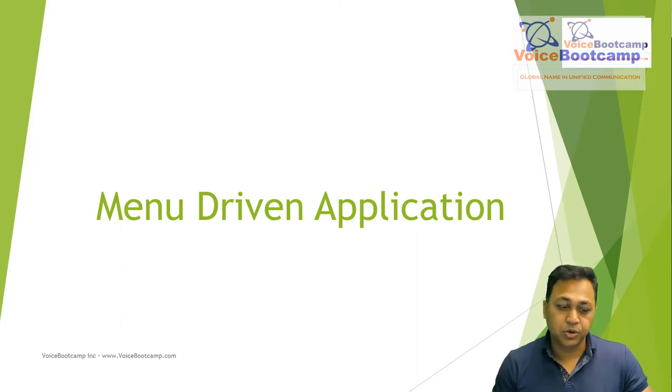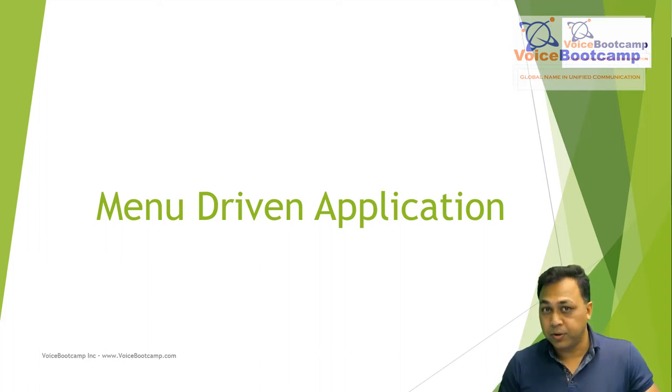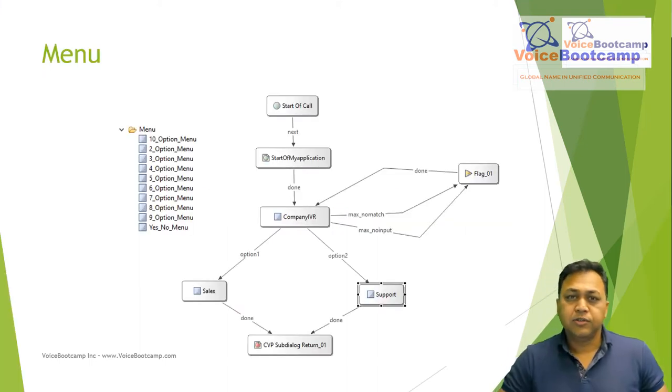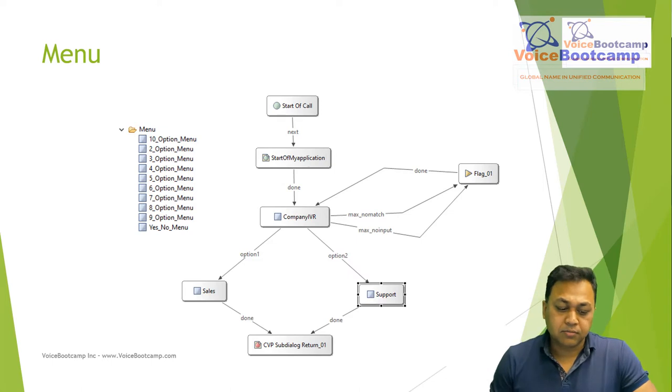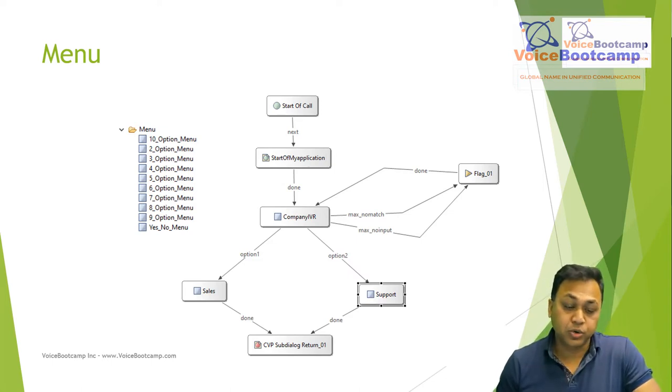In this video, I'm going to show you how to create a menu-driven application with various options for audio, either playing a static audio file or playing a TTS server. Now, in Call Studio script, there are up to 10 different menu options you have, starting from option 2 to 10. And you can also have a menu called Yes or No.